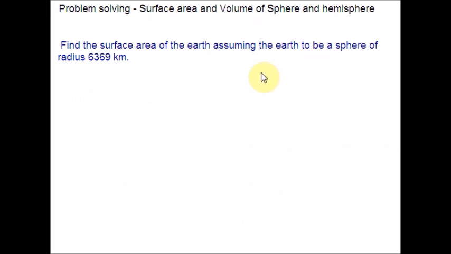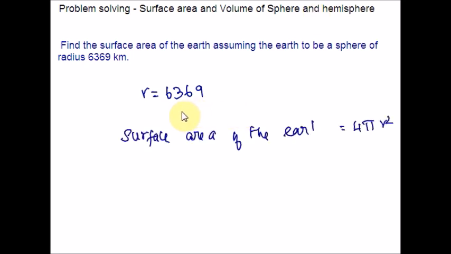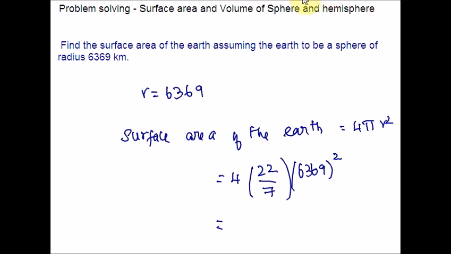We are supposed to find the surface area of the earth, assuming the earth to be a sphere. Am I right? So radius is 6369 km. Let's find the surface area. Surface area of the earth means surface area of the sphere. Surface area of the sphere formula is 4 pi r square. Replace r by 6369. And you can also use 22 over 7 or 3.14 for the pi. By doing this simplification, I am getting the surface area as a larger number.